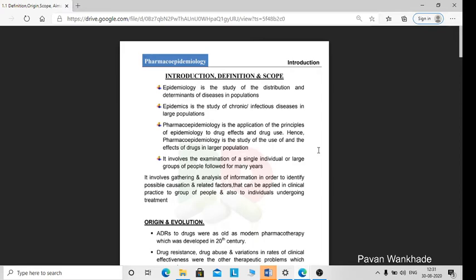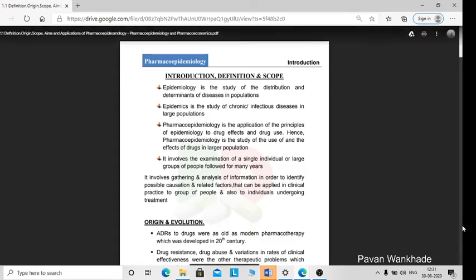Hence, pharmacoepidemiology is the study of the use of and the effect of drugs in a larger population. It involves the examination of a single individual or a large group of people followed over many years. It involves gathering and analysis of information in order to identify possible causation and related factors that can be applied to clinical practice, to a group of people and also to individuals undergoing treatment.